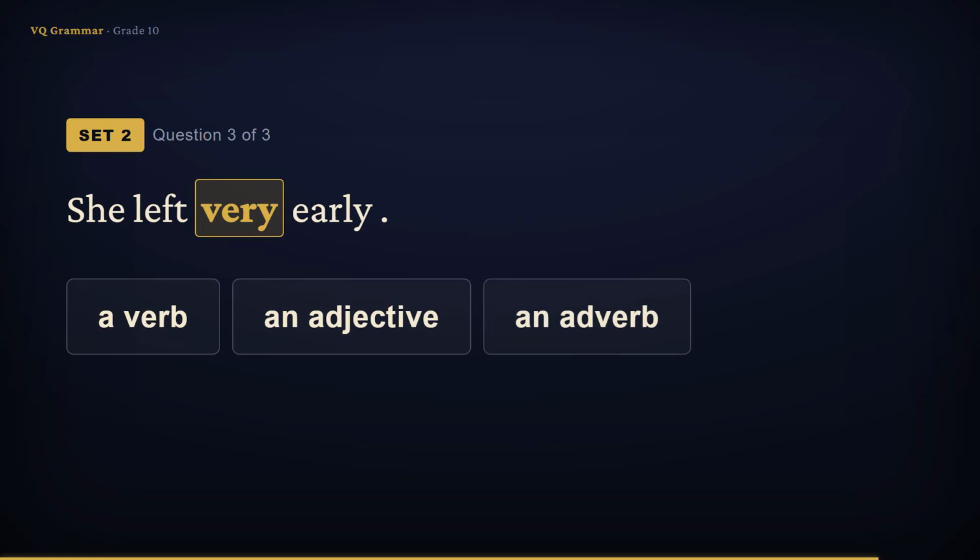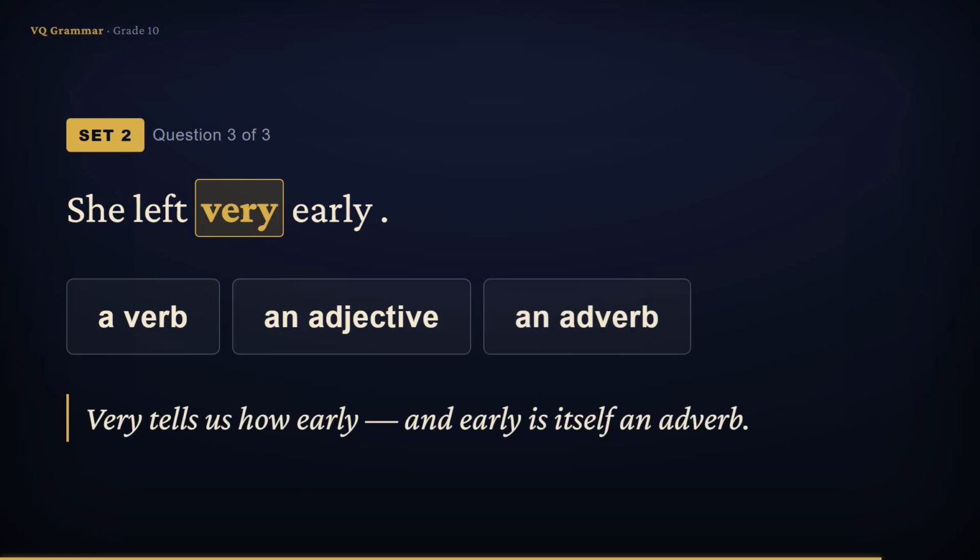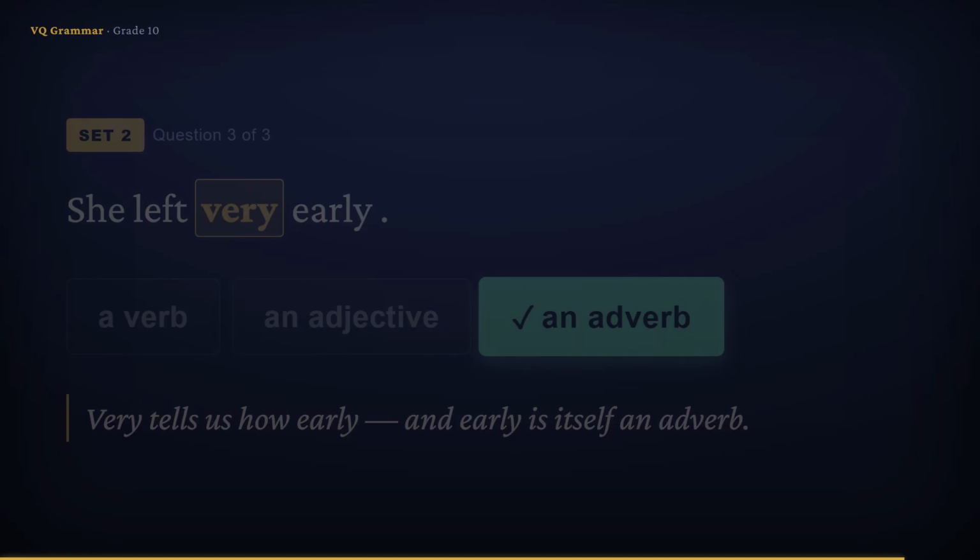She left very early. Early is telling us when she left, so early is an adverb. And very sits right in front of early, measuring it. How early? Very early. So very modifies an adverb.